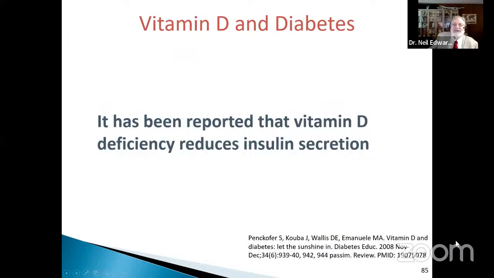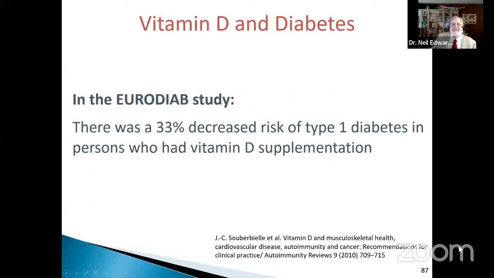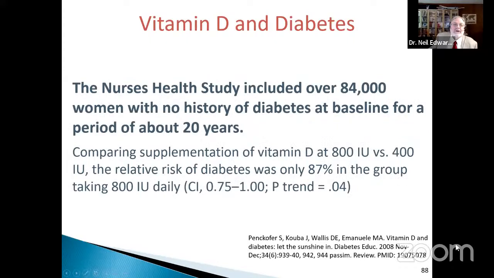Vitamin D deficiency reduces insulin secretion as well. Vitamin D is needed to maintain adequate blood levels of insulin as well. In the EuroDiab study, there was a 33% decreased risk of type 1 diabetes in subjects who had vitamin D supplementation. The Nurses' Health Study with 84,000 nurses showed that doubling consumption from 400 to 800 units a day reduced the risk of diabetes by 13%.